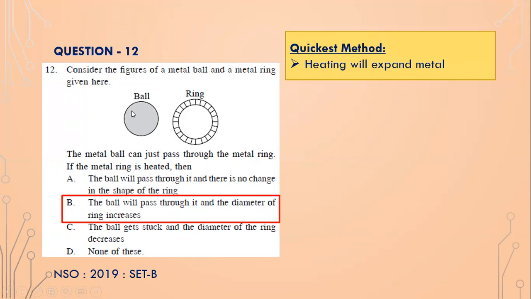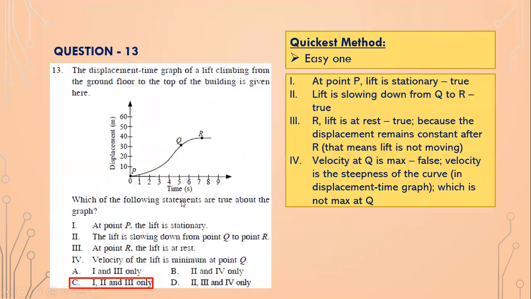And if the ball is just passing through the metal ring in normal conditions, because the heated ring has expanded, the ball will pass through it, isn't it? The ball will easily pass through it. So option B is the correct option.